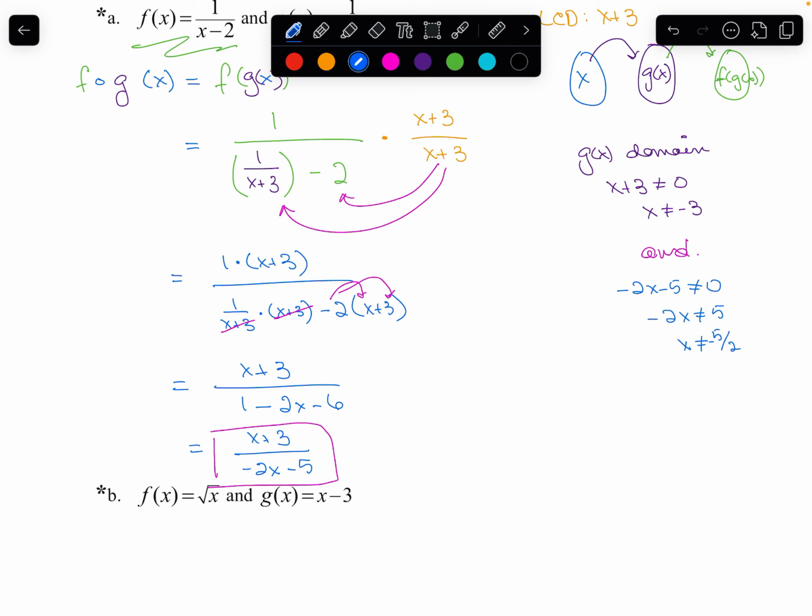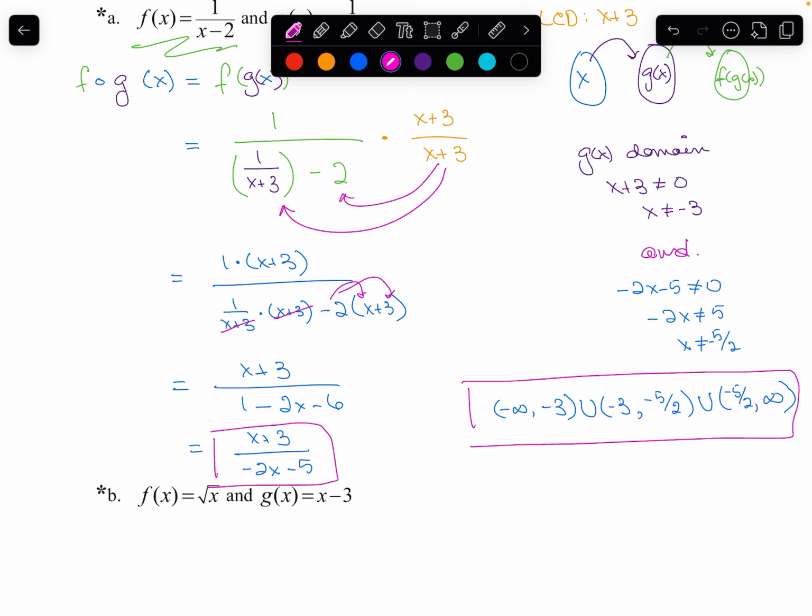So when I create my domain, I start off with the smallest value, negative infinity, and I go to the next small value, negative 3. And this is where I have to create that hole around the negative 3. And then I go up to negative 5 halves, and then create the hole around negative 5 halves, and then off to infinity. And there, that is how we find our domain.